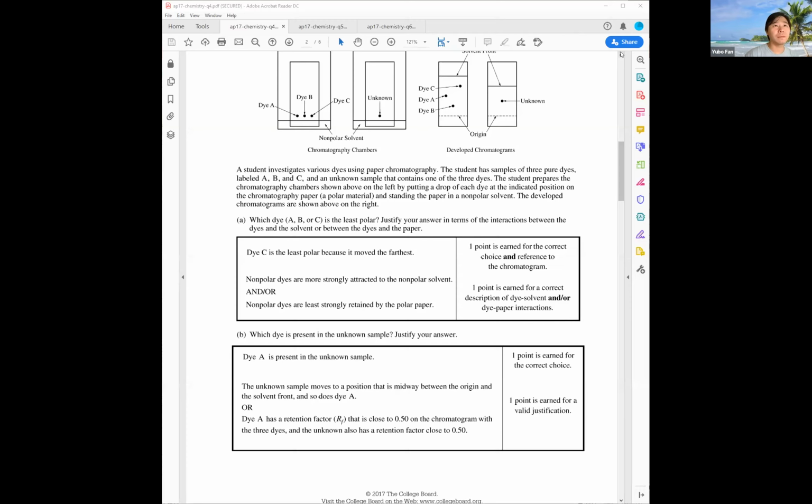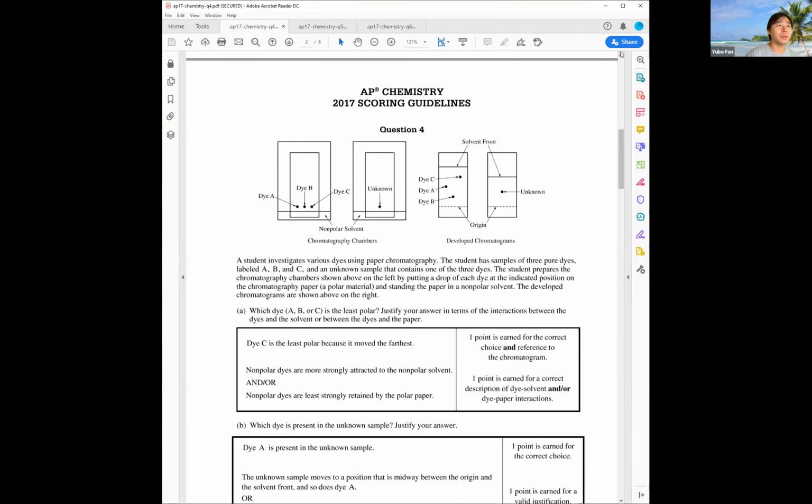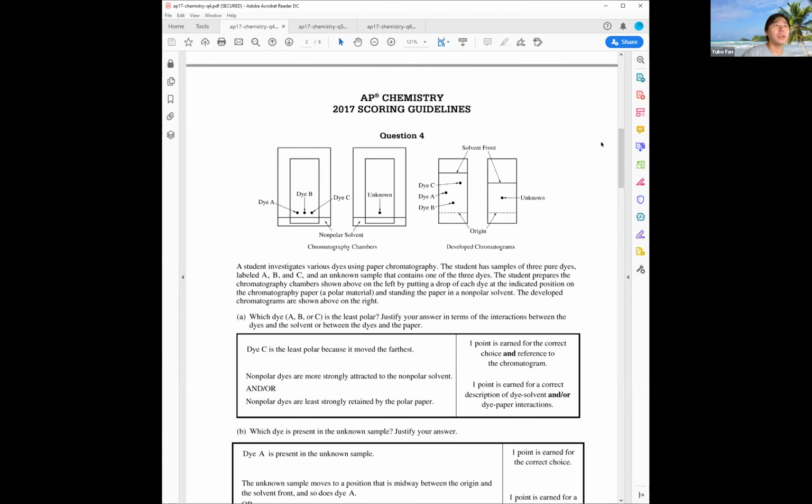Okay. All right. So let's move on to the question now. Okay, let me share the window with you. So the first question we talk about is about paper chromatography, which is question 4 in the 2017 AP Chemistry exam. Okay, so now I think it's easier for you to solve this problem. Okay, let me just use the laser pointer.